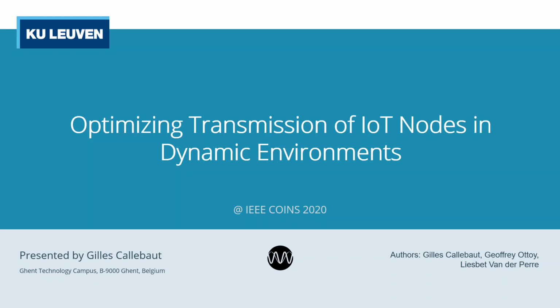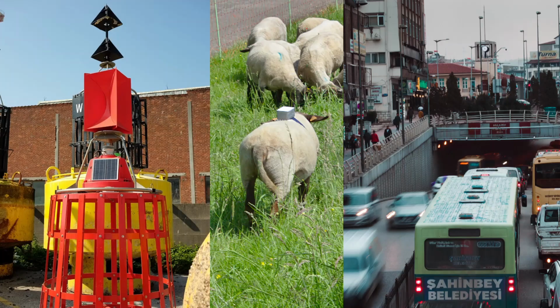In DRUMCO, one of our main research topics is low power wireless communication, where we try to optimize the energy efficiency of Internet of Things devices. These devices are deployed in different environments with different channel dynamics. The difference in channel dynamics can be seen here in these three projects we are involved with.